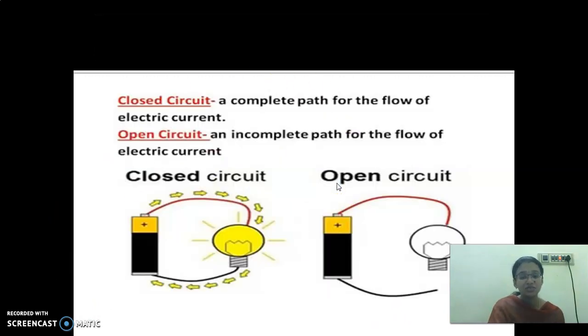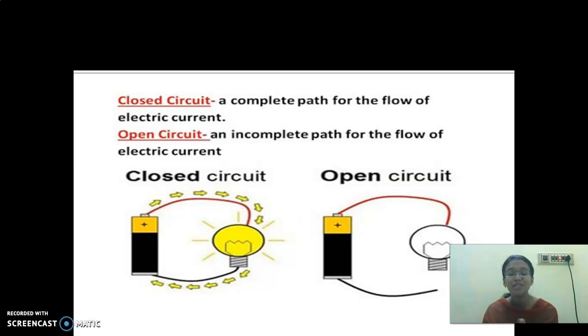In addition to this, children, we had seen the symbols which are used. Yes or no? The switch is in on position when the two are in contact. In off position they are not in contact. And we have seen the symbol of the bulb, and the symbol of the cell and battery.